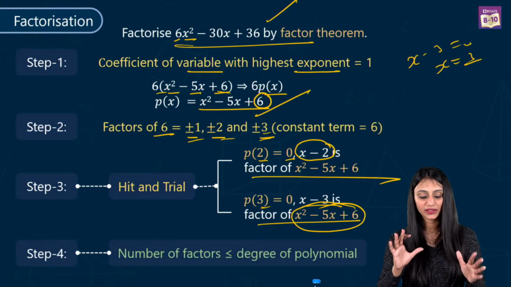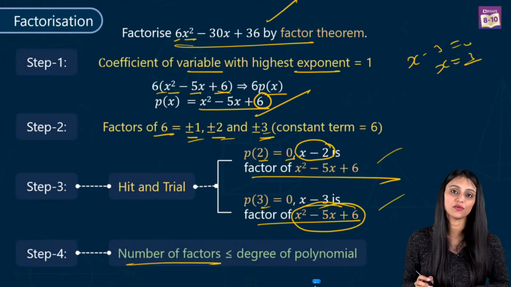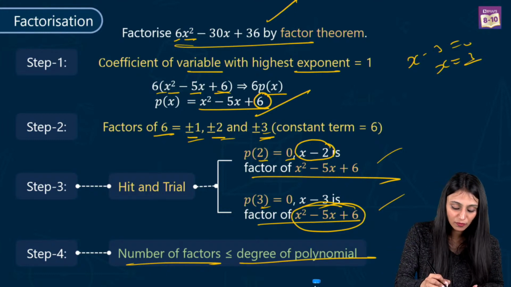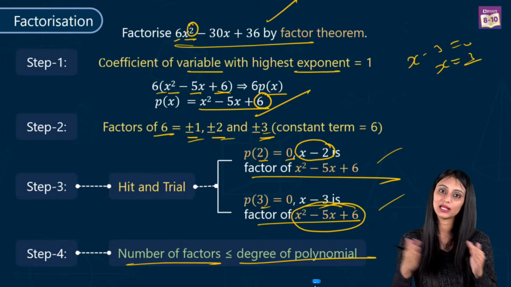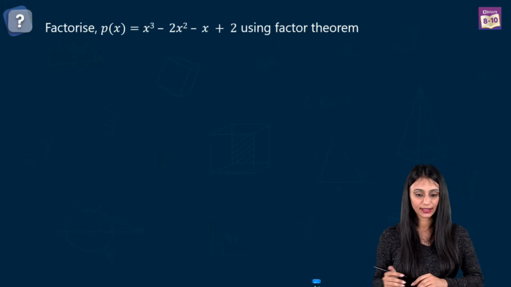So by hit and trial method we got that these are the two factors for it. Now remember one thing, that the number of factors for a polynomial would be less than or equal to the degree of the polynomial. So what is the degree of the polynomial over here? That's 2. So the number of factors that we get from here is going to be less than or equal to this. Alright, now let's take a look at another question to understand this.